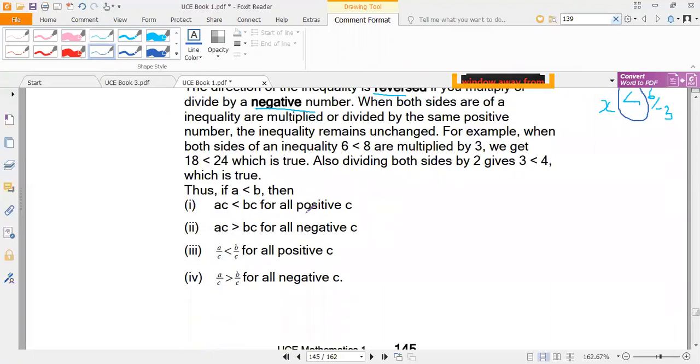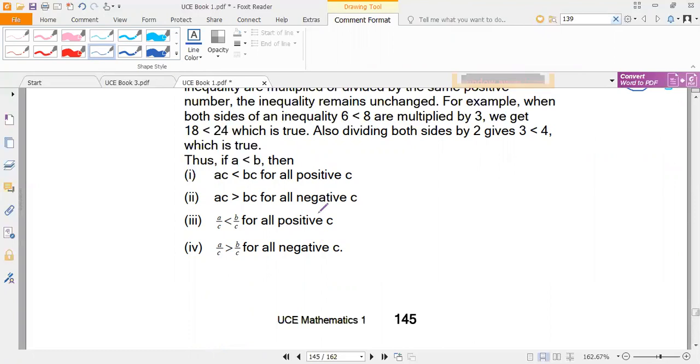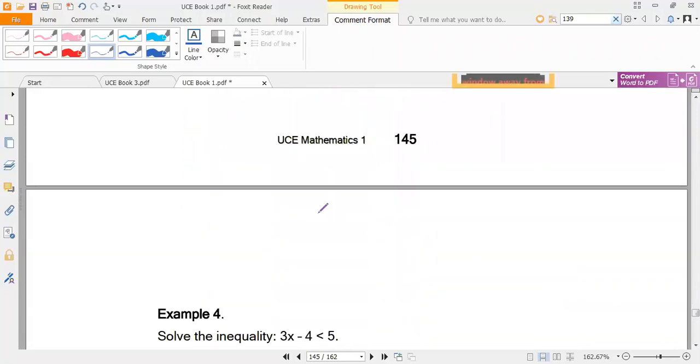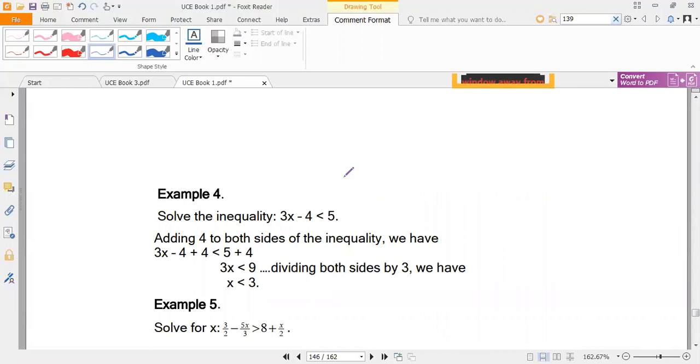So division and multiplication by a positive number doesn't change the sign of the inequality. As long as it is a positive number, the sign remains the same, but for a negative, that's when the sign changes. Let's look at some examples where we are solving inequality problems.